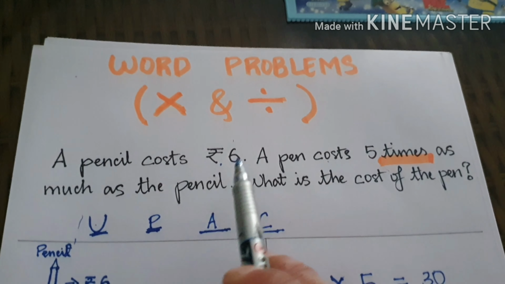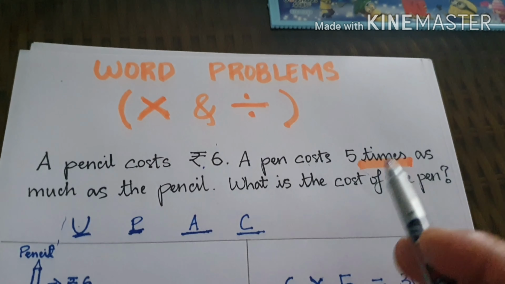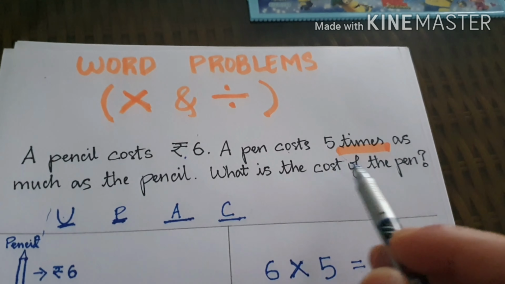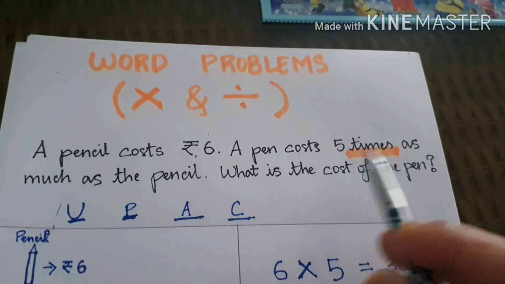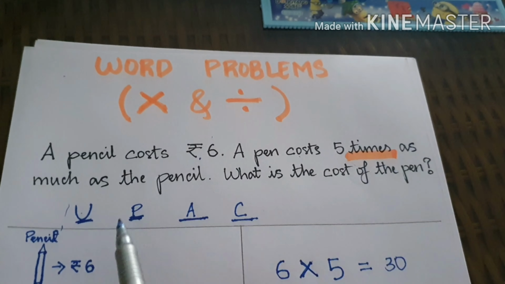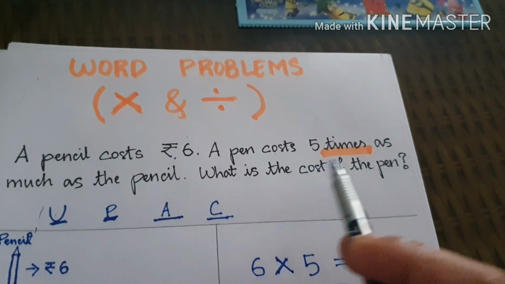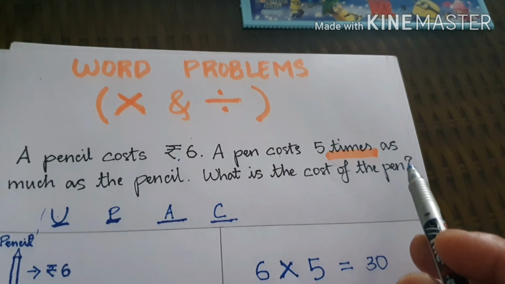A pencil costs ₹6. A pen costs 5 times as much. The clue here is the word "times", meaning multiplication, another word for multiplication. So the pen costs 5 times as much as the pencil. What is the cost of a pen?